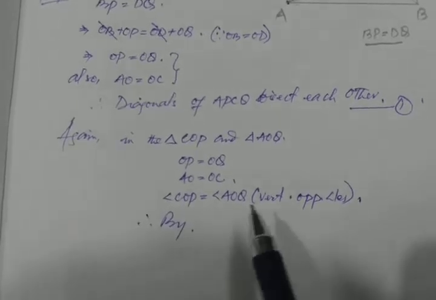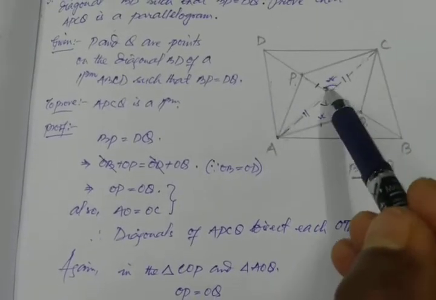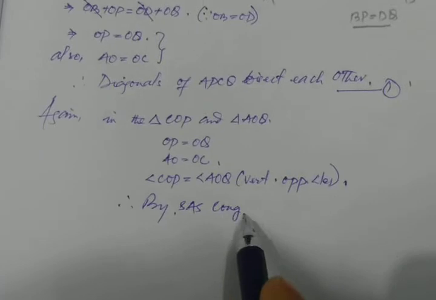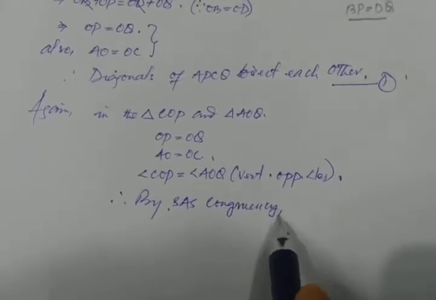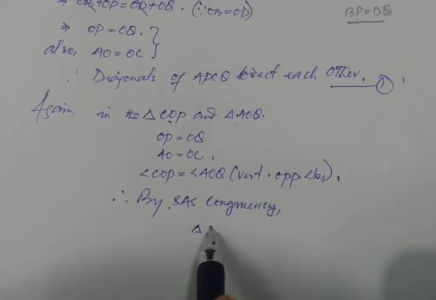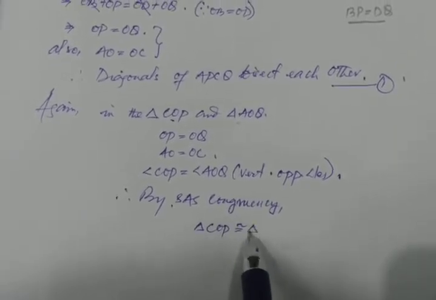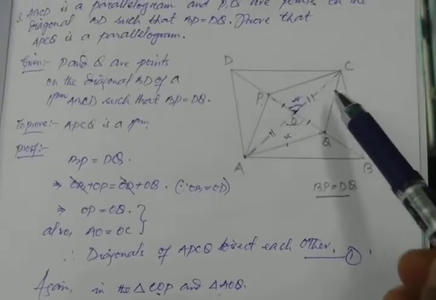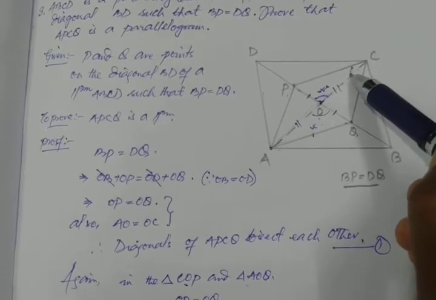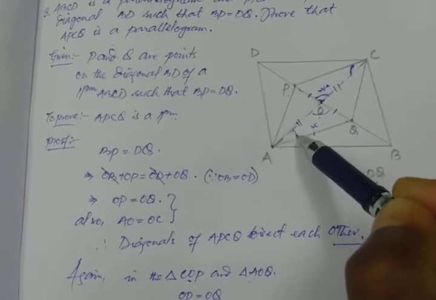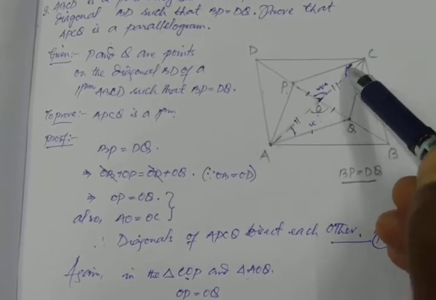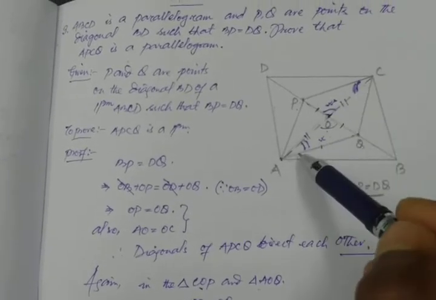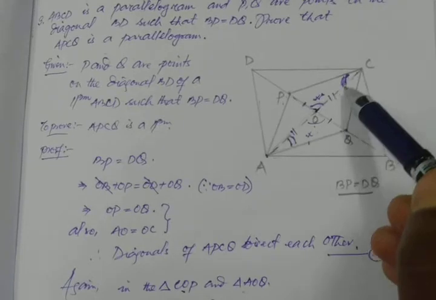Therefore, by which congruency will it be? We have taken OP, OC and this. So side, angle, side. By SAS congruency, triangles COP and AOQ are congruent. So if these two triangles are congruent, then the corresponding angles for these two triangles will be equal to each other. These two angles will be equal, which are alternate angles, so these two lines should be parallel to each other, as AC becomes the transversal.